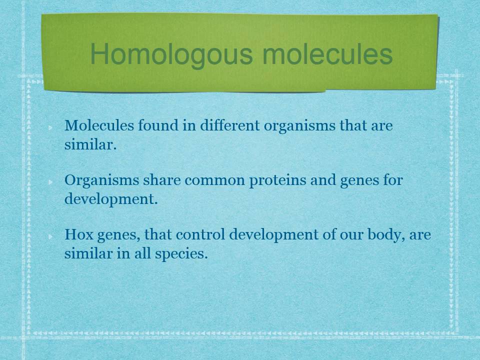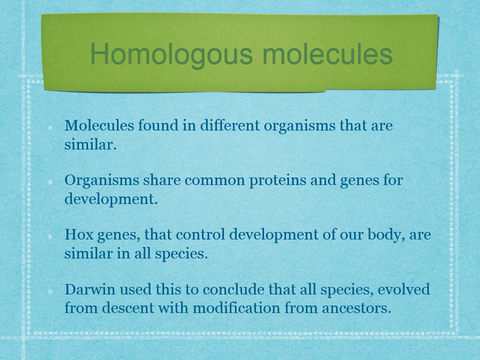We can look at Hox genes. If you think back to the DNA RNA chapter when we talked about Hox genes, we share common Hox genes that control our body development. They're very similar in different species. And Darwin used all of this to conclude that all species evolved with descent, with modification from ancestors.